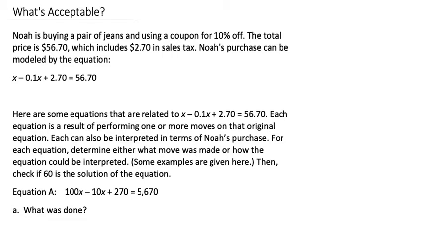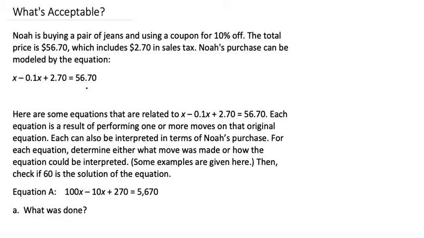Noah's purchase can be modeled by the equation x minus 0.1x plus 270 equals 56.70. So in this equation, x is the original price of the jeans, and then we're taking 10% off. So we're multiplying the original price by 0.1 and subtracting that from the original price. We're adding 270 for the sales tax, and that gives us a total price of $56.70.